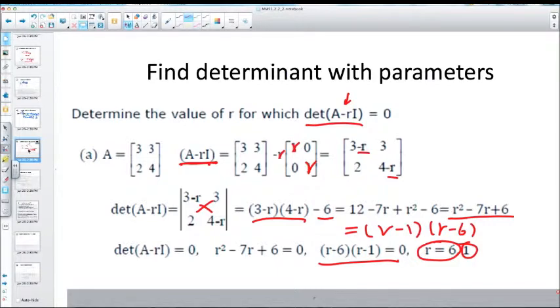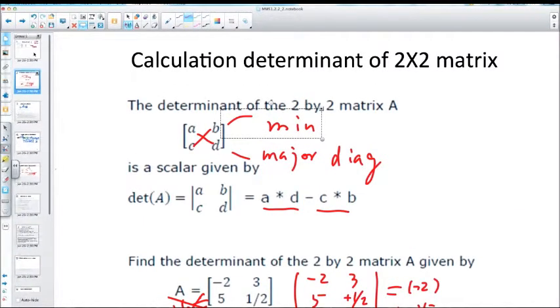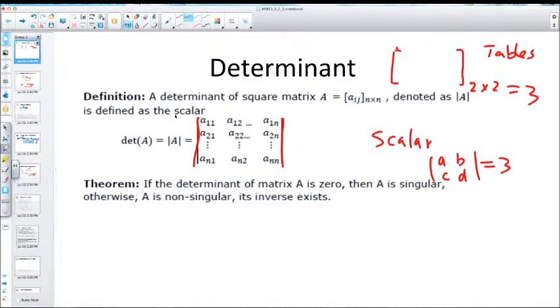So from the calculation we found, if R equals 1 or R equals 6, the determinant equals 0. Otherwise, the determinant is not 0. So how do we connect back to the old question I asked? The theorem is right here. The connection is, if the determinant is 0, the matrix is singular. If the determinant is not 0, the matrix is non-singular. That's the theorem.